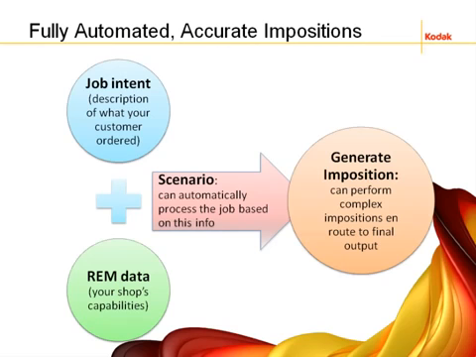So let's take that sample for a second and see what I mean. Let's combine that. So you have job intent, a description of what your customer has ordered. Let's compare that against your REM data, your resources, equipment, and materials, basically what your shop is capable of doing. Run that against what we call a scenario in the workspace environment. And then you're going to generate an imposition. So it takes the complexities that you have from your resources, equipment, and materials and provides you with a result.